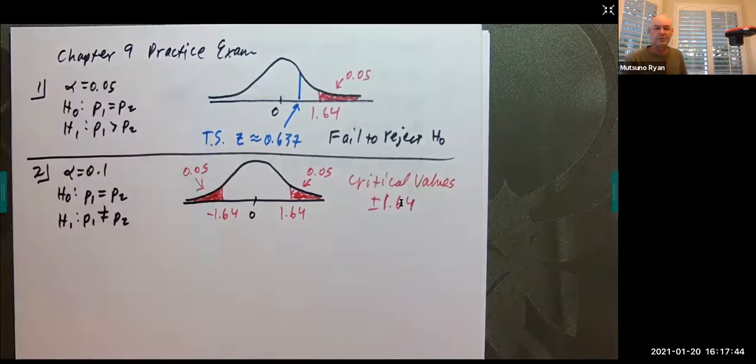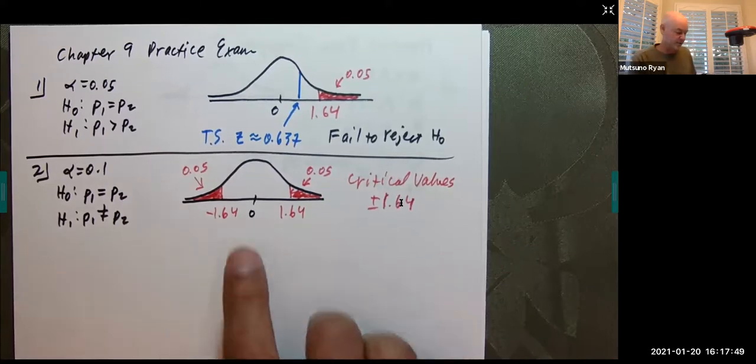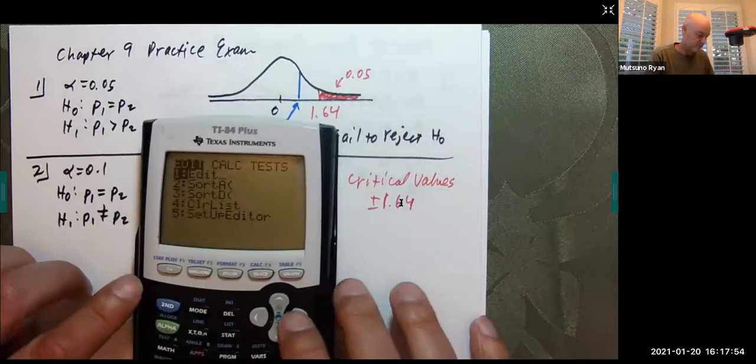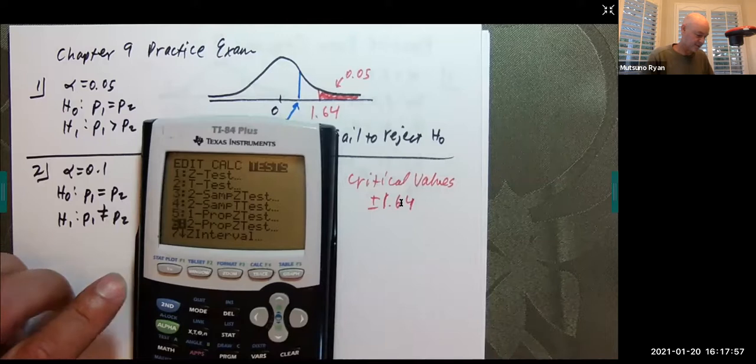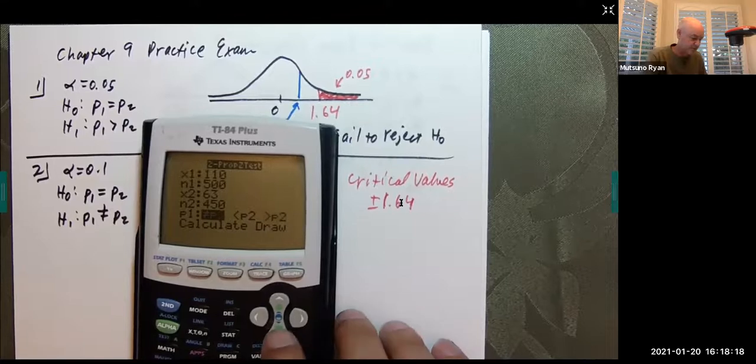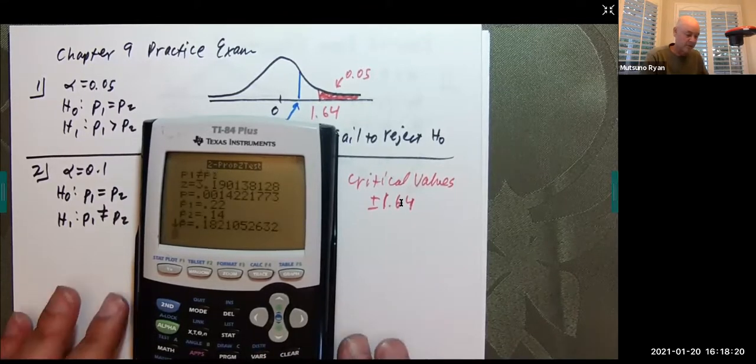And they want us to run the test as well. So this is again a 2 proportion z-test. And x sub 1, we have 110. And n sub 1 is the 500, and is always the larger number. X sub 2, 60. N sub 2 is 450. And this is not equal to, and it does all the work for us. It's beautiful.